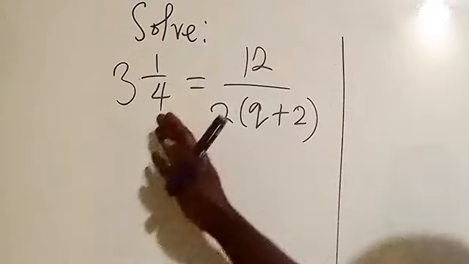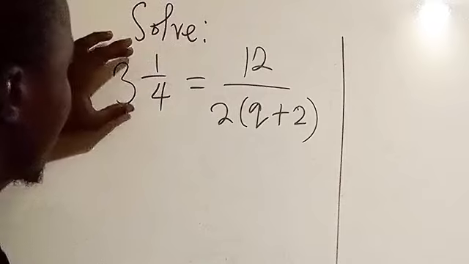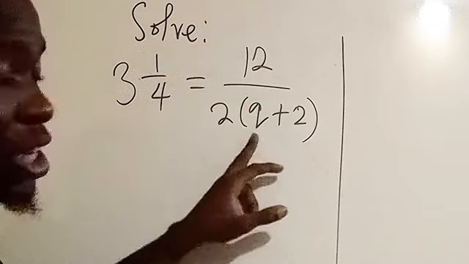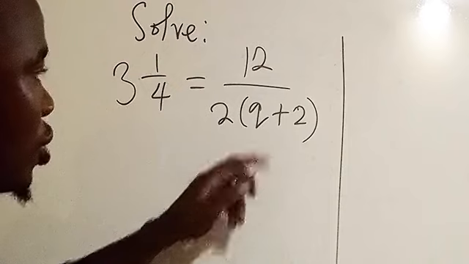This is equations with fractions. So we are going to be solving this equation. How are you going to solve it? The question is: solve 3 whole number 1 over 4 equals 12 over 2 into bracket q plus 2. So therefore, we are looking for the value of q.